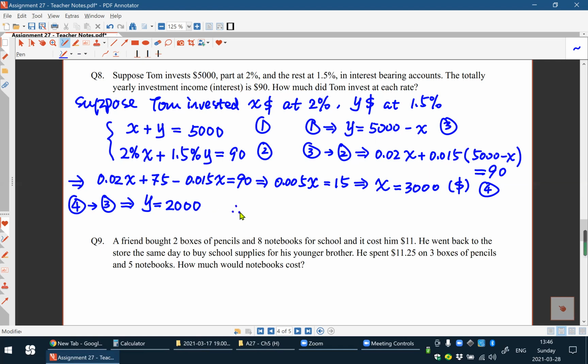Okay, so now let's make the conclusion. So Tom has invested $3,000 at the rate of 2% and $2,000 at the rate of 1.5%, right? Okay, any questions?